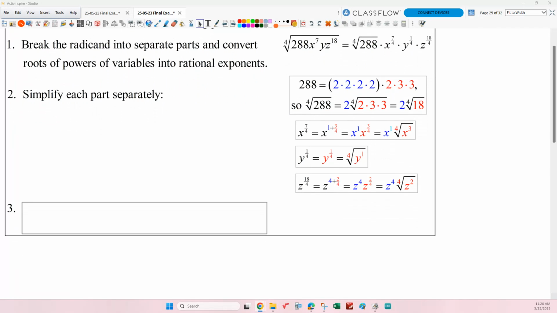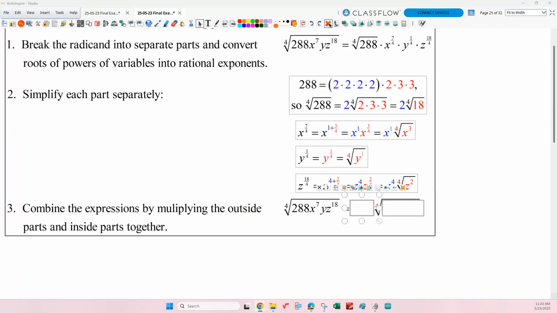Am I going to have a y? Yeah, there's no y. So we got 2x and then z to the 4th. And then what about on the inside? Yep. 18x to the 3rd y and then z squared.